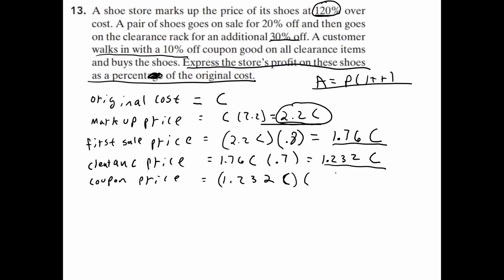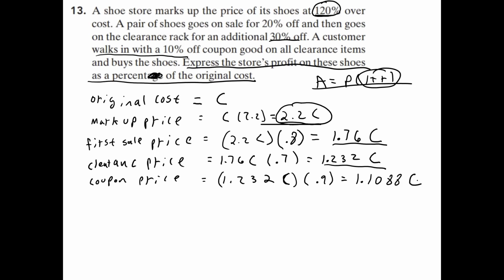Let's see. And so then that means that my 1 plus r is going to be 1 minus 0.1, which is going to be 0.9. So now we're going to multiply that 1.232 by 0.9. And after all that, we get 1.1088C, which means we are still making 10.88% profit off of the original cost times C.